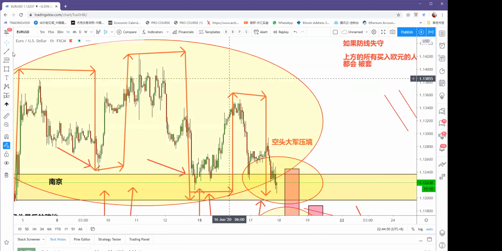And in another scenario, if it fails to break the new low and it starts to rally, what can you do? What can you do if it fails to break 1.1185?